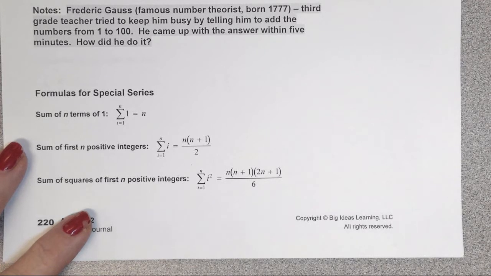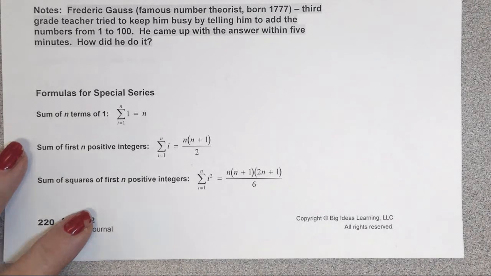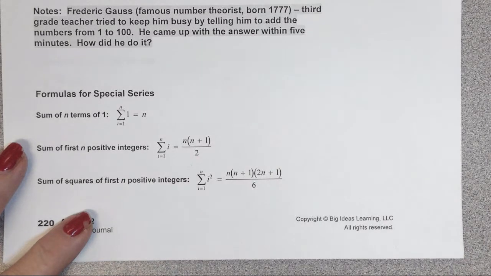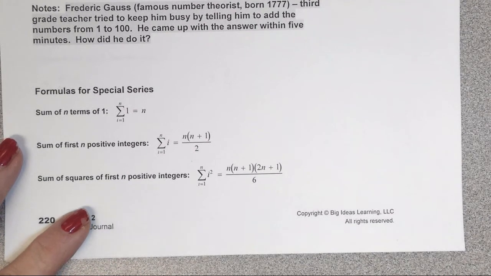And there's a story about how when he was in 3rd grade, his teacher was tired of him always finishing his work so early. He'd be the one to say, oh, I'm done with that. I'm finished. I don't have anything to do. And he was also kind of a little bit overactive, a little hyper, I guess. So his teacher wanted to keep him busy. So she said, Frederick, I want you to sit down and add up all the numbers from 1 to 100.